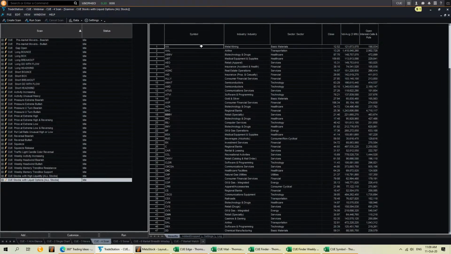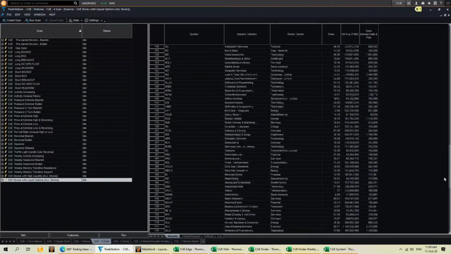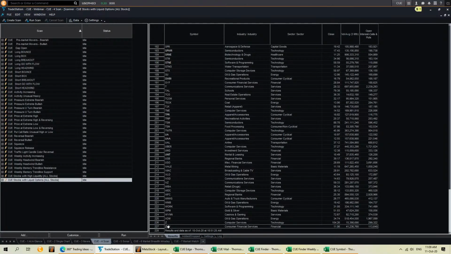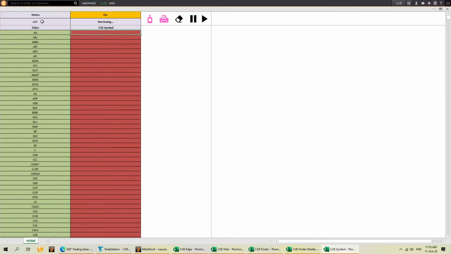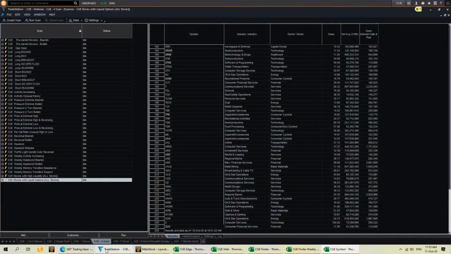So I'm clicking the first row symbol AA, scrolling down, shift clicking the last row ZUO, and you may right click copy or press Ctrl C. Once copied, I am coming to Q Symbol and pressing the paste action button. It has got the 227 ticker symbols here. If I go back to TradeStation, there were 227 rows.